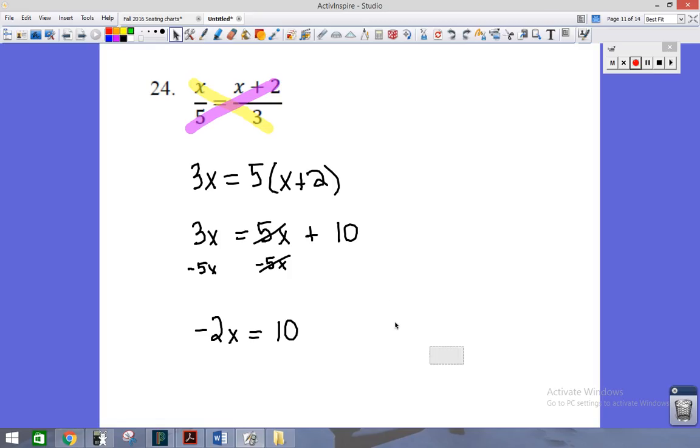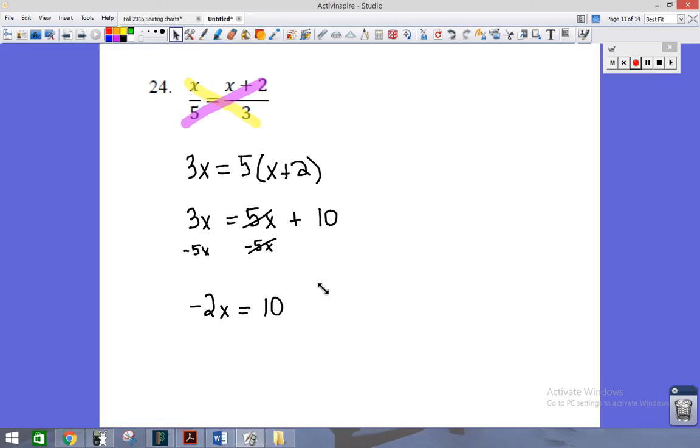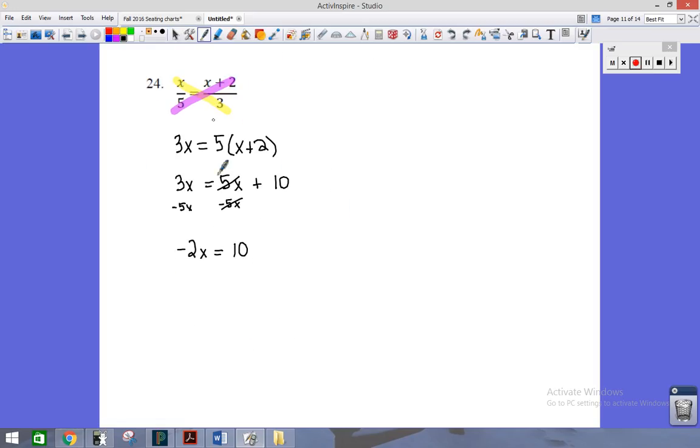But look, I'm just about done now because I can divide both sides by a negative 2, because the inverse operation of multiplication is division. I want to undo that multiplication. I need to get x by itself, so I needed to cancel that negative 2. And a positive 10 divided by a negative 2 is negative 5. And since I don't have any variables in my denominator, that's my answer.